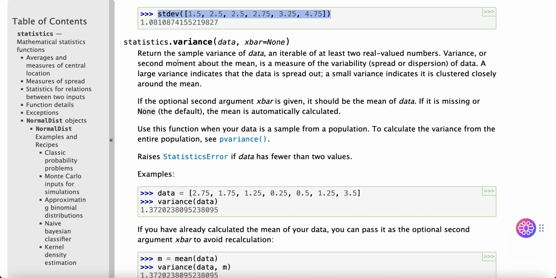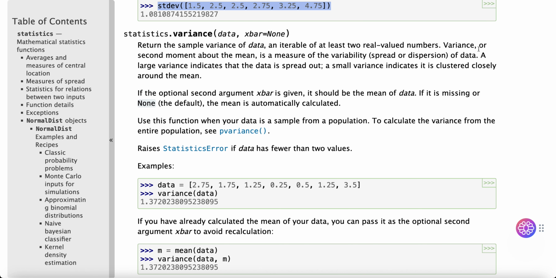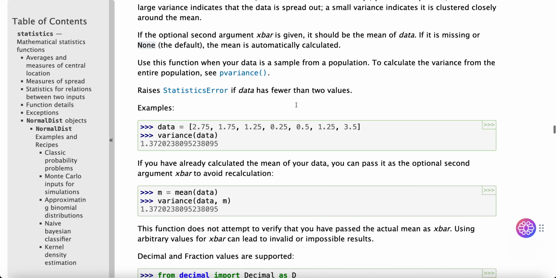statistics.variance(data, xbar=None). Return the sample variance of data, an iterable of at least two real-valued numbers. Variance, or second moment about the mean, is a measure of the variability, spread or dispersion of data. A large variance indicates that the data is spread out. A small variance indicates it is clustered closely around the mean. If the optional second argument xbar is given, it should be the mean of data. If it is missing or None, the mean is automatically calculated.